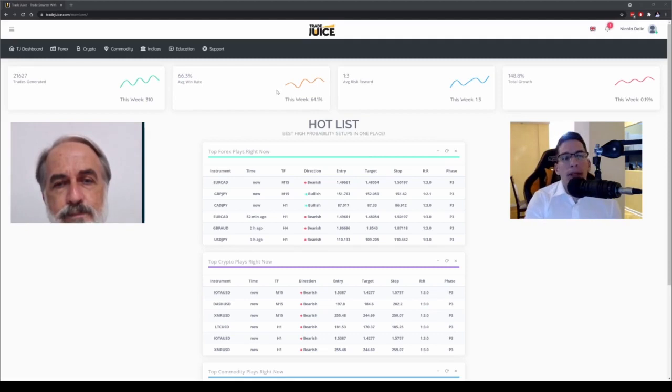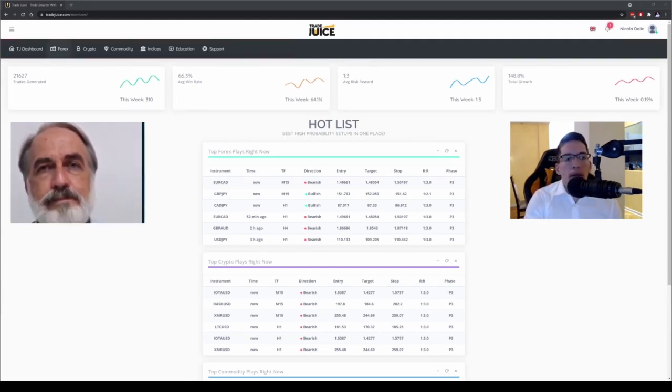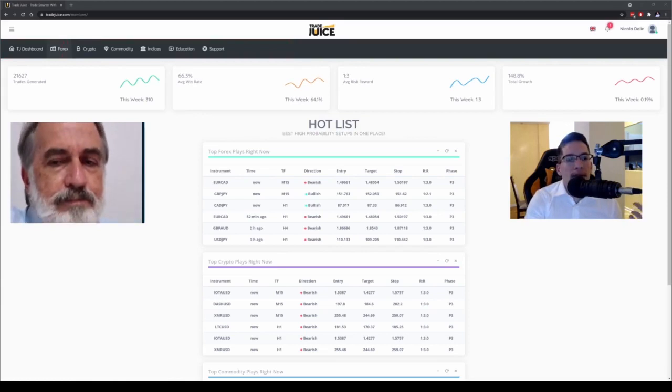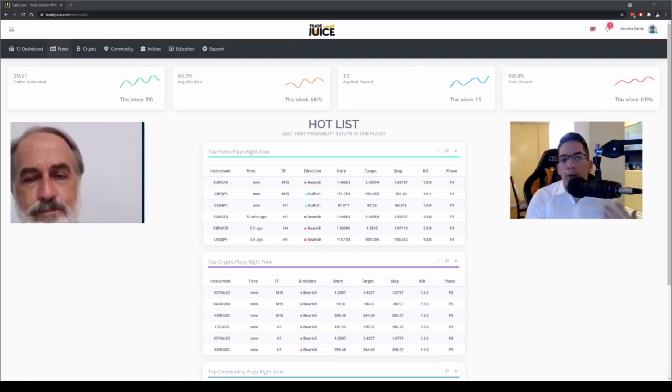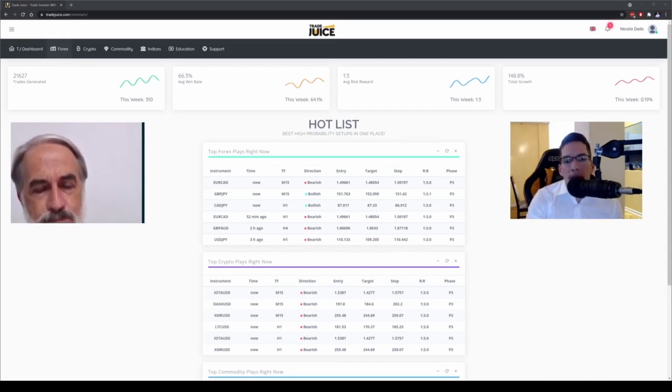And let's start from the top. Over here you have a small menu where you can go deeper into the pages of the platform. So we have 4 different asset groups: Forex, crypto, commodities, and indices. After it, we have the education center, and we have a support. Most people that are using the Tradejuice are mostly on this part. Like, you don't need to have 20 things open just to not miss the trade. Everything that you need to find the trade is right here.